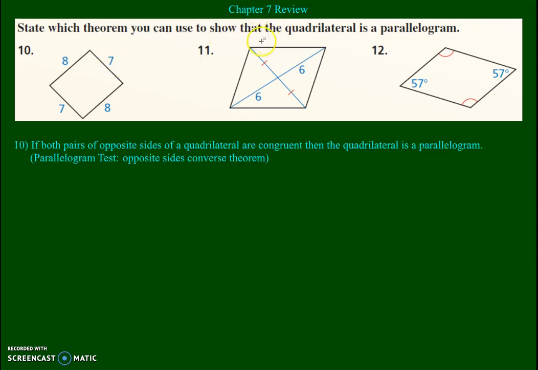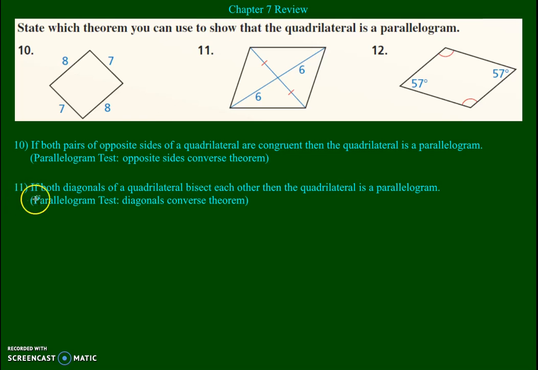In problem 11, we have the diagonals appear to be bisecting each other. This is congruent to this, and this to this. So yes, these diagonals are bisecting each other. The theorem that tells us this is, if the diagonals of a quadrilateral bisect each other, then the quadrilateral is a parallelogram. And that is the parallelogram test, diagonals converse theorem.